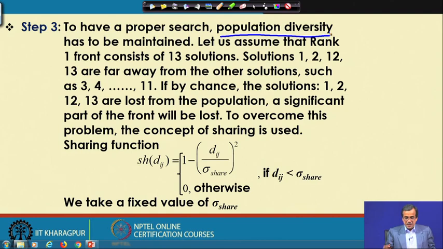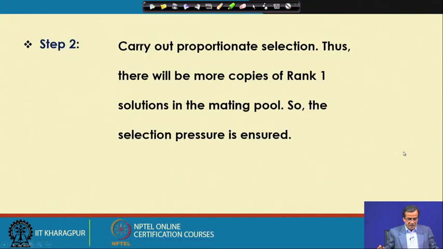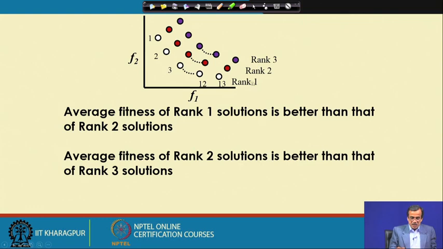Now, let me for the time being concentrate on the rank 1 solutions. If you see the earlier figure, in rank 1 there are 13 solutions. Out of these 13 solutions, we can see that solutions 1, 2 and 12, 13 are far from the other solutions. Here there could be very close solutions like 3, 4, 5, 6 and so on. They are very close, but these two solutions 1 and 2 and these two solutions 12 and 13 are too far from the other solutions.